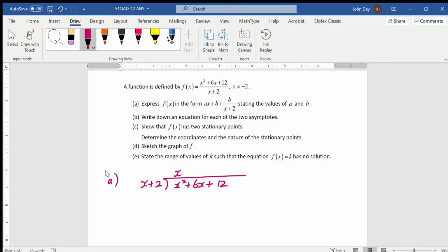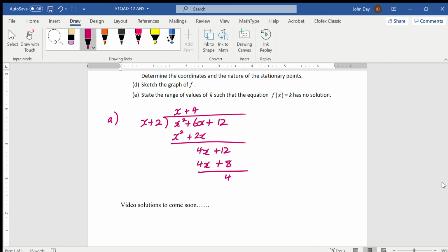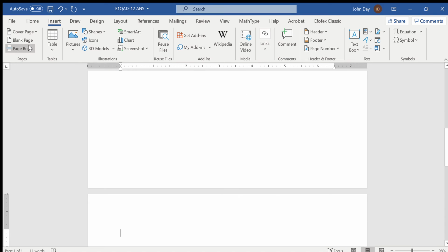So x times x is x², x times 2 is 2x, subtract, 4x, bring down, there we go. Now to get 4x, I've got to times the x by 4, so that's 4x + 8, and I end up with 4 down here. So what that's saying, sorry, I'll just remove this out of the way and give me a little bit more room.